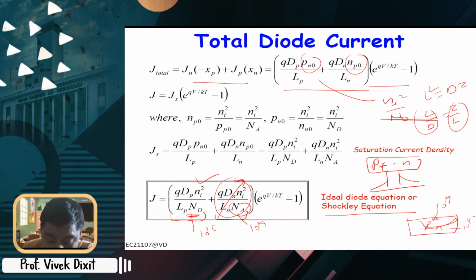Now, if you want to increase this current, what do you have to do? If you increase this doping, the current will reduce. So if you want to double the current, you have to decrease the doping on the n side. Either you double the doping on the p side, but that is not necessary. You can halve the doping on the n side and get the current doubled.